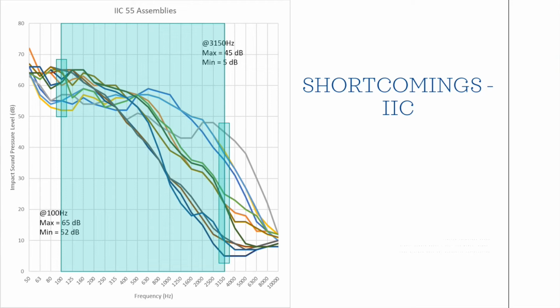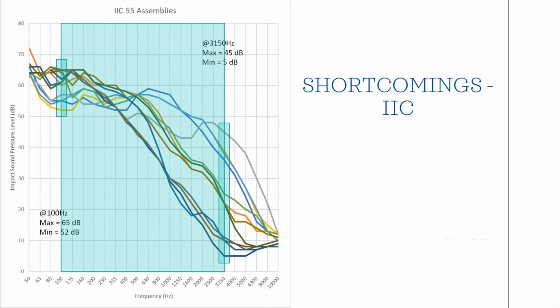So here's the range used for the IIC rating, from 100 to 3,150 hertz. At the low end of that range, at 100 hertz, our minimum was 52 and our max was 65. So a 13 dB difference between the loudest and the quietest at 100 hertz. For reference, a 10 dB change is a doubling in perceived loudness. So at 100 hertz, the loudest assembly here was more than twice as loud as the quietest.